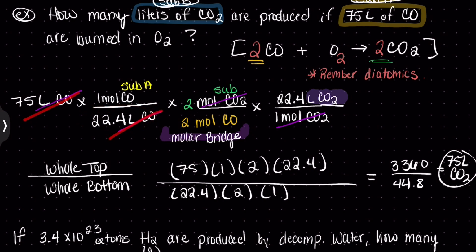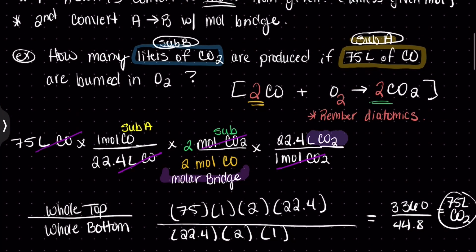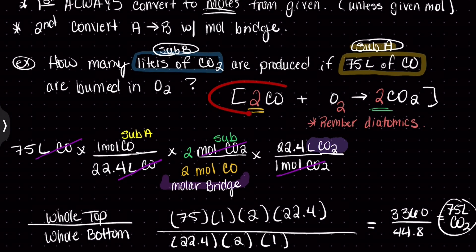Now those liters cancel. I'm sitting in moles of substance A. Now I start to build my molar bridge. My molar bridge comes from my coefficients from here. So I start with moles of carbon monoxide at the bottom, so I'm trying to get that to go away. Then I put my goal up top. I'm trying to get to liters of CO2. So first, before I get to liters, I got to get to moles of CO2.